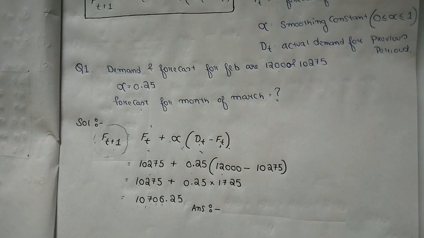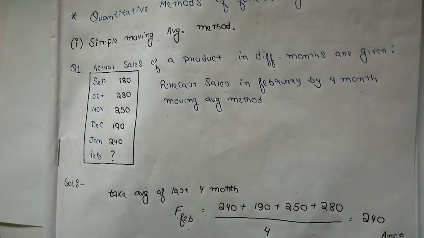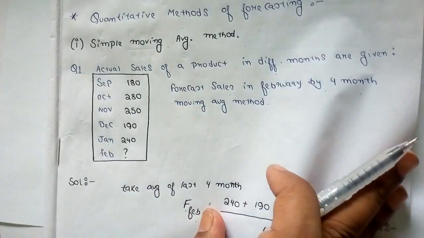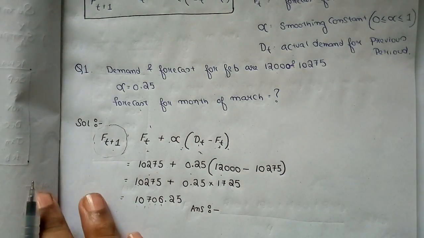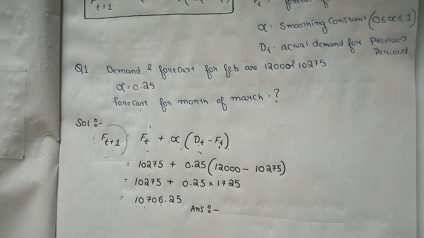So in this video I have covered these three methods, that is the simple moving average method, weightage moving average method, and the exponential smoothing method. One more method is remaining, that is our regression analysis method. As this video is getting longer, I will upload that part in the next video.